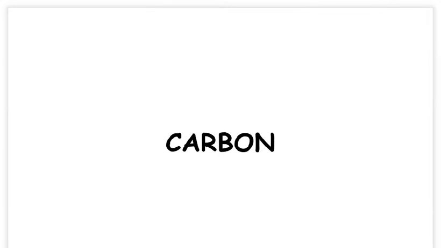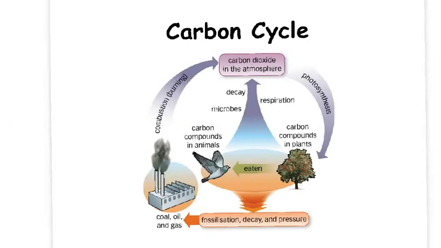Carbon is one of the most important common elements in all living things. All major molecules, including carbohydrates, proteins, fats and DNA, contain carbon. The process of carbon moving between the living and non-living world is called the carbon cycle. Carbon is present in the atmosphere as carbon dioxide. Carbon dioxide is absorbed by plants and built into sugar molecules during photosynthesis.